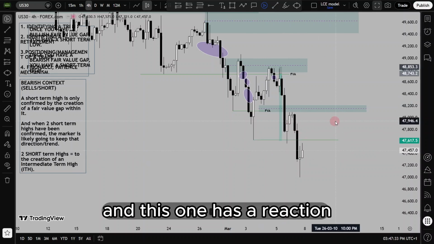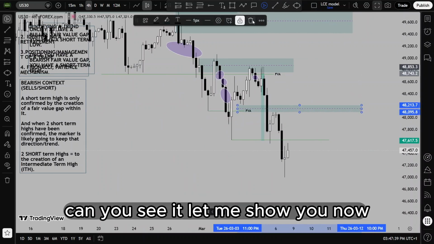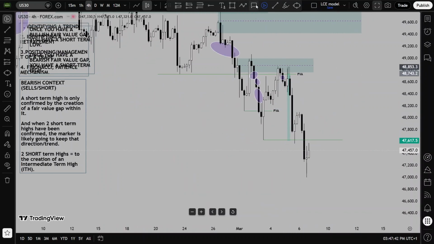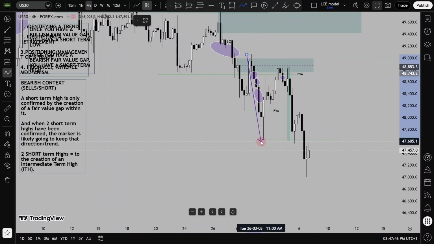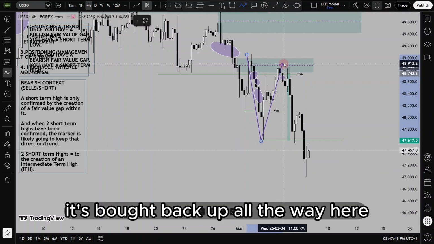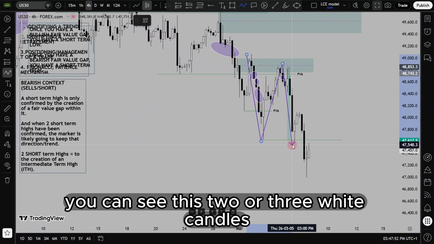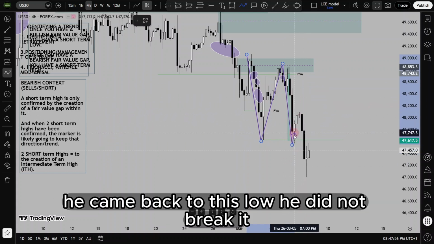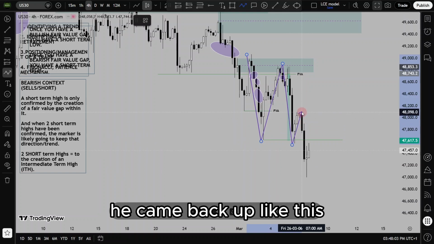And this one has a reaction, all right? Can you see it? Let me show you. Now, when price came down from here to here, it's brought back up all the way here. What did he do? He came down to this low. You can see these 2 or 3 white candles. He came back to this low. He did not break it. It swept it. But what did he do? He came back up like this.